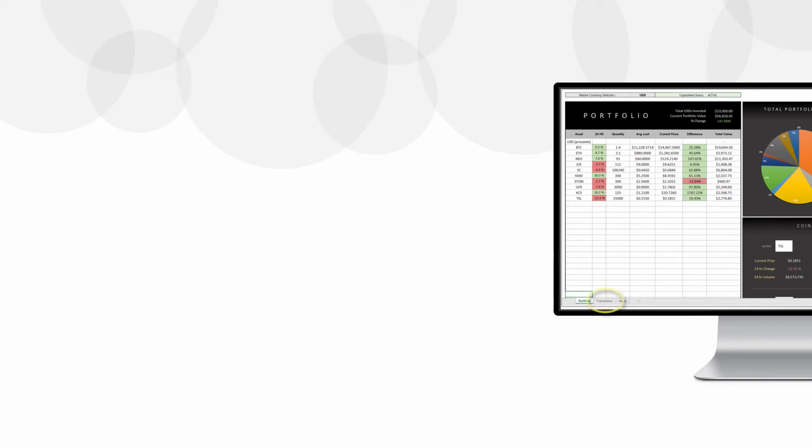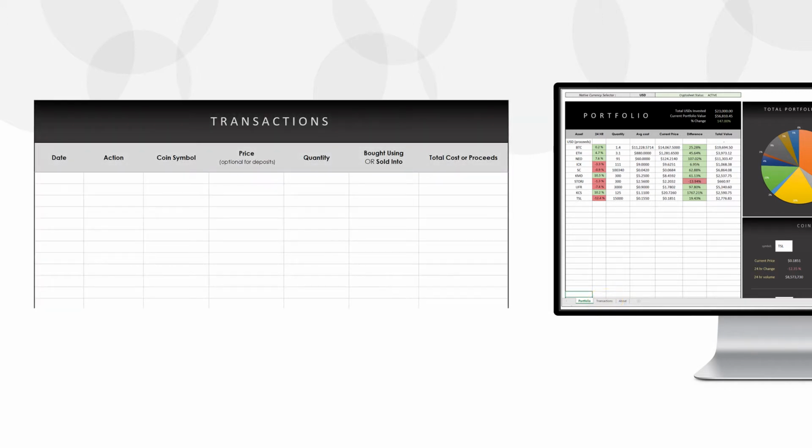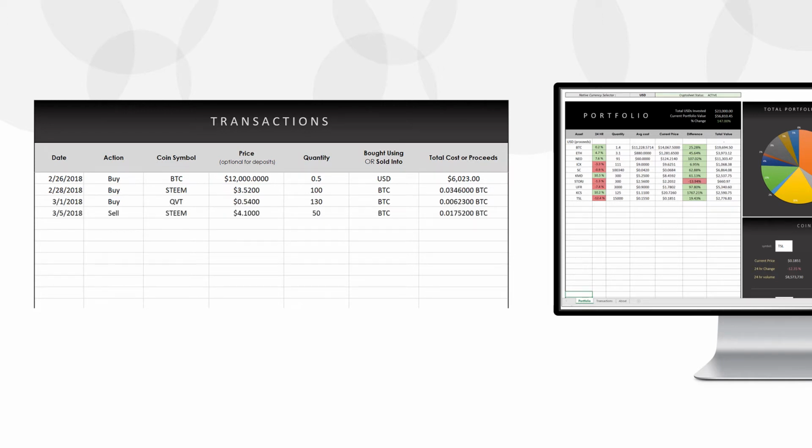Cryptosheet tracks your portfolio based on your transactions, which you input onto the transaction sheet within the file. You input your buys and sells so Cryptosheet knows just how much you own and what price you bought at. When you use one coin to buy another, using Bitcoin to buy Sia coin for example, Cryptosheet automatically adjusts the quantities of both coins in your portfolio to reflect the transaction.